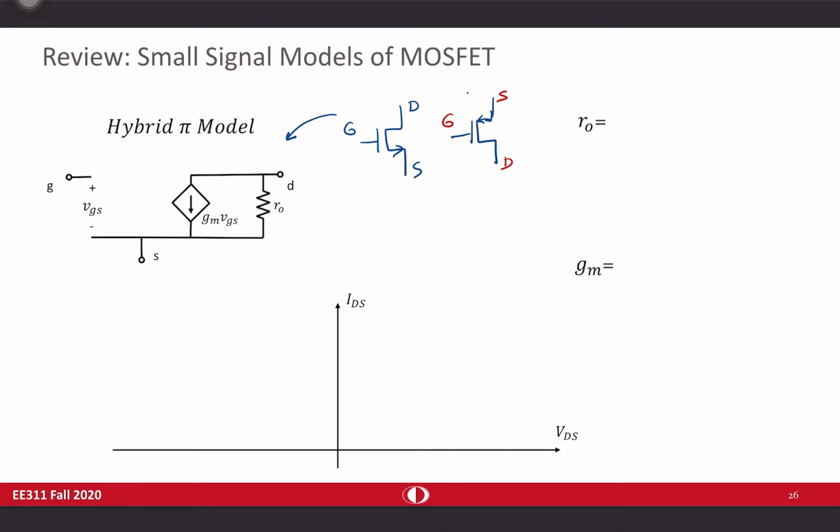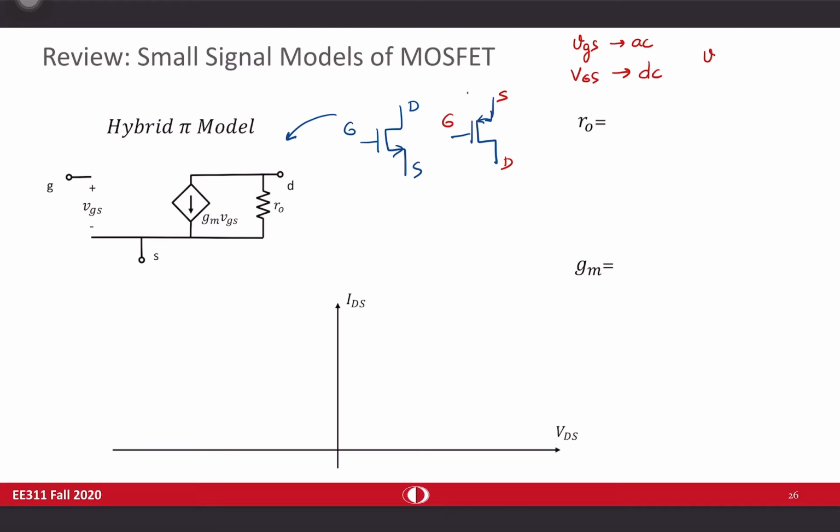And I want to warn you about one more thing, the notation. In DC, we use capital letters generally. In AC, we use small letters like this one. So if we see something like this, VGS with small subscripts, this is AC. If you see something like this, with capital subscripts, this is DC.